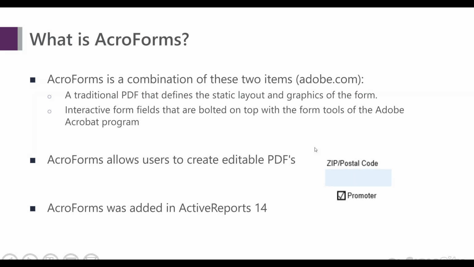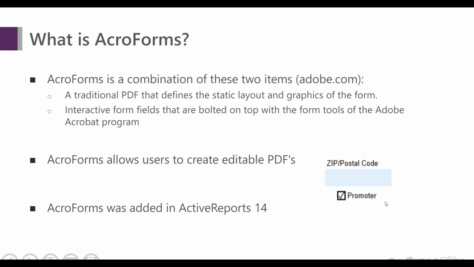So what does this all mean? Well, it basically means that AcroForms will allow your users to create editable PDFs. As you can see in the picture to the right, you have a text box, which is the zip and postal code. Below that is the input field, and once this is exported to a PDF, you will be able to enter a string in there.